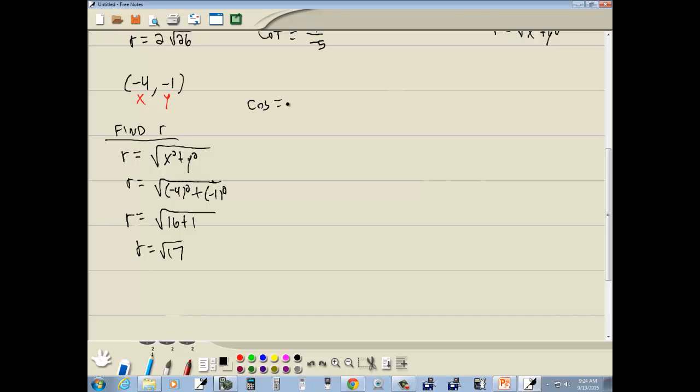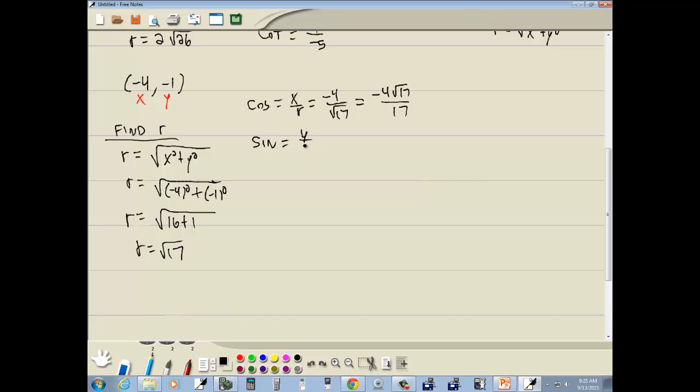Okay, remember cosine is equal to x over r, so we're going to have negative 4 over square root of 17. Can't have the square root in the denominator, so I'll multiply top and bottom by the square root of 17. So I got negative 4 square root of 17 over 17.